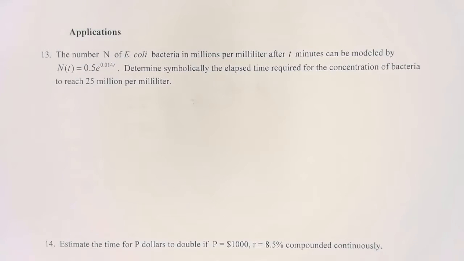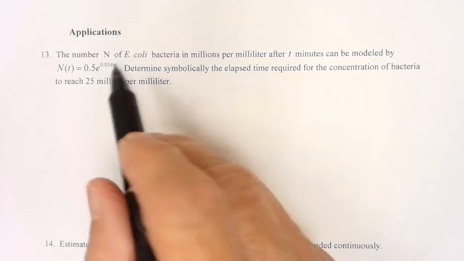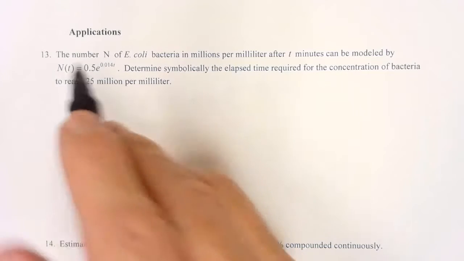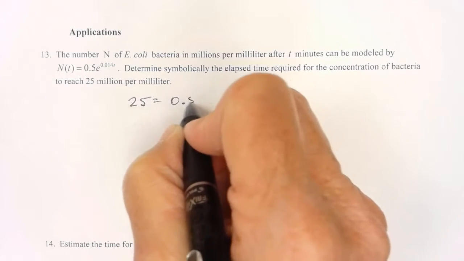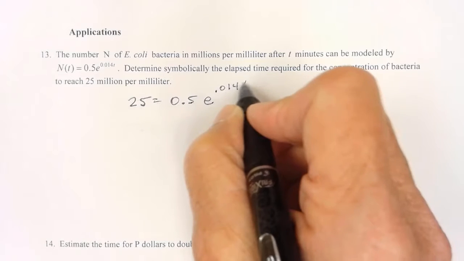Determine symbolically, which means find it by hand, the elapsed time required for the concentration of bacteria to reach 25 million per milliliter. So we need to find the time, which is the unknown. The 25 million is the number of bacteria. So I've got 25 is equal to 0.5 e to the 0.014 t.